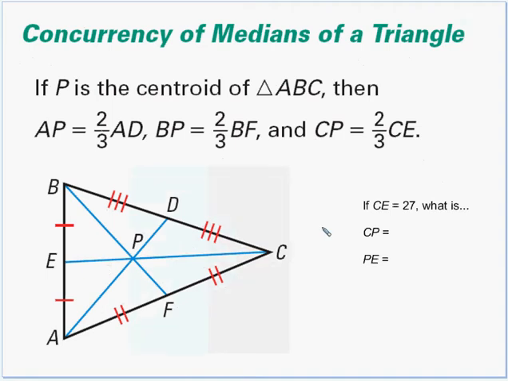Concurrency of medians of a triangle. This theorem tells us that our centroid is 2/3 of the median from its vertex. So that means from C to P, that is 2/3, and then from P to E is going to be 1/3. 2/3 plus 1/3 will make a whole.